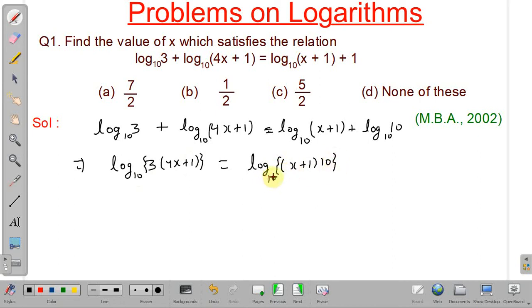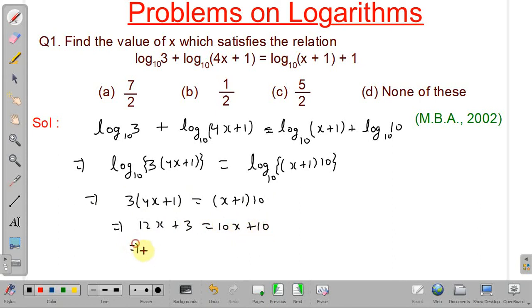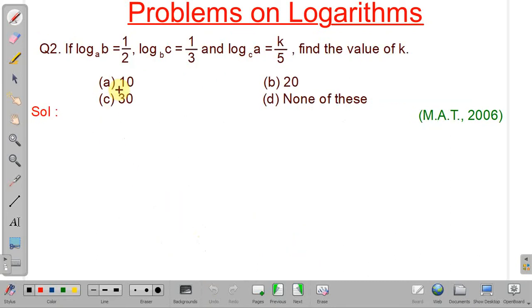Okay. Now we will take anti-log both sides, then we will get thrice of 4x plus 1 equal to x plus 1 into 10. So we have to find the value of x. So it will be equal to 12x plus 3 equal to 10x plus 10. So we will get twice of x equal to 10 minus 3, that is 7. So x will be equal to 7 by 2. Our answer will be option number A. We will discuss next problem.